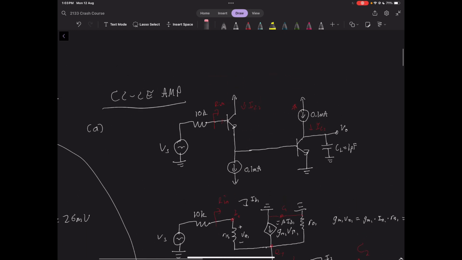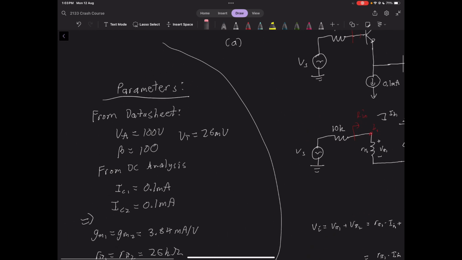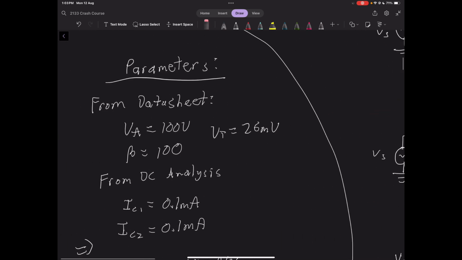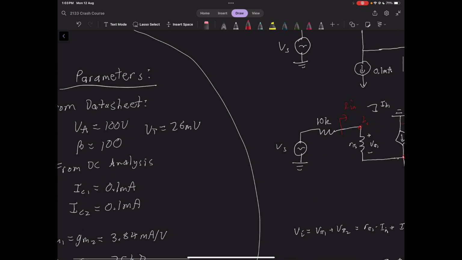Okay, so we're going to move on to the common collector, common emitter amplifier, which looks like this. So to start off, let's just quickly cover how we get the transistor parameters. So our values from the data sheet have not changed over here. The only thing that we now need to recalculate is IC1 and IC2.